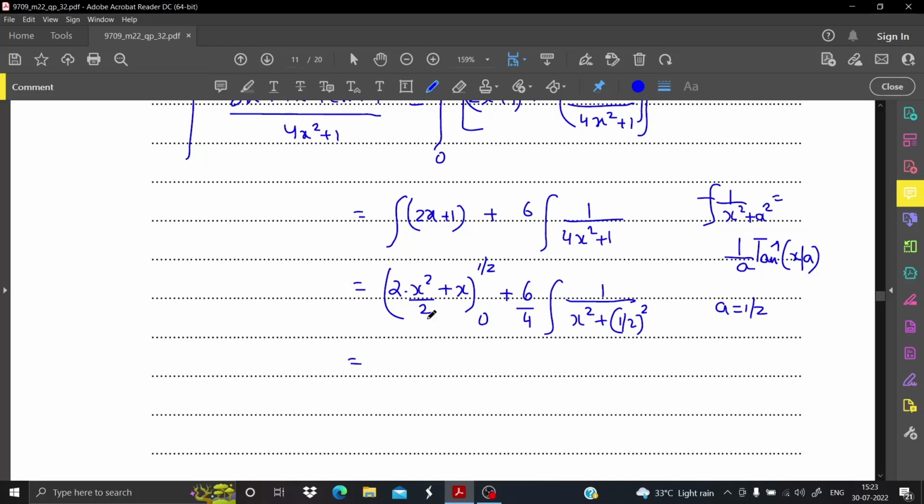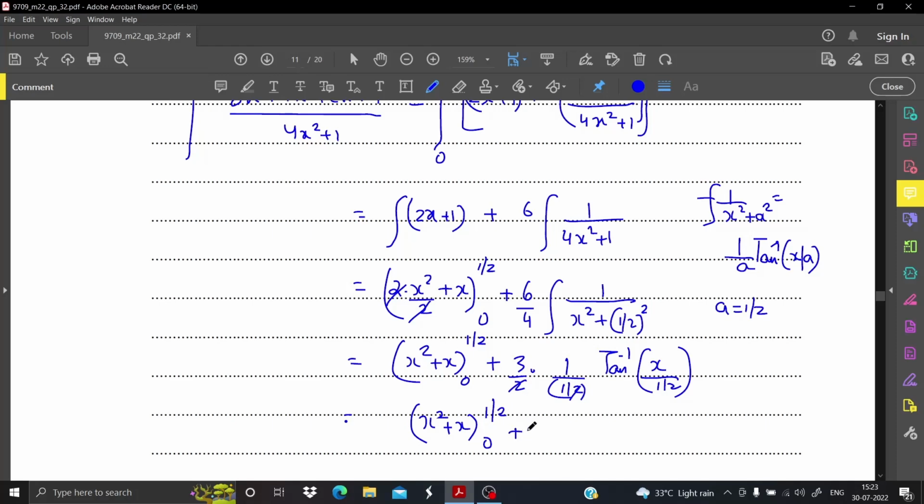So this will give you 2 to cancel, you get x squared plus x between the limits of 0 to half. 6 by 4 is 3 by 2. So 1 by a, so 1 by half tan inverse of x by half. So that will give you, this 2 and 2 cancels off. Now this will be x squared plus x, the limit 0 to half. This is 3 tan inverse of 2x, the limits 0 to half.